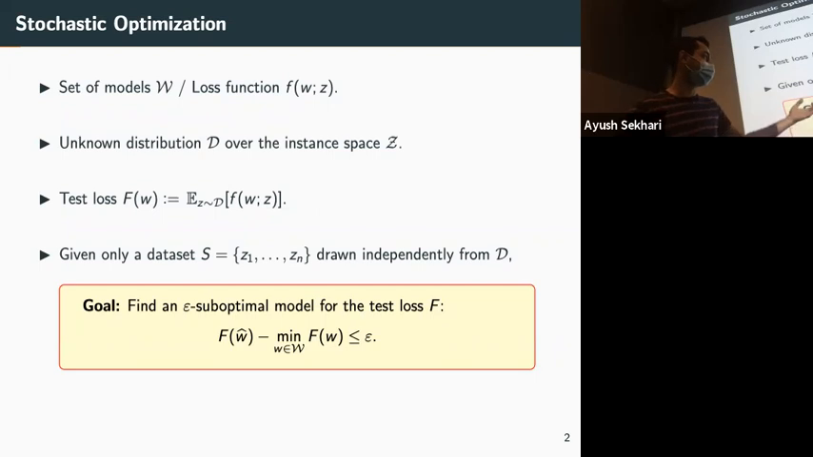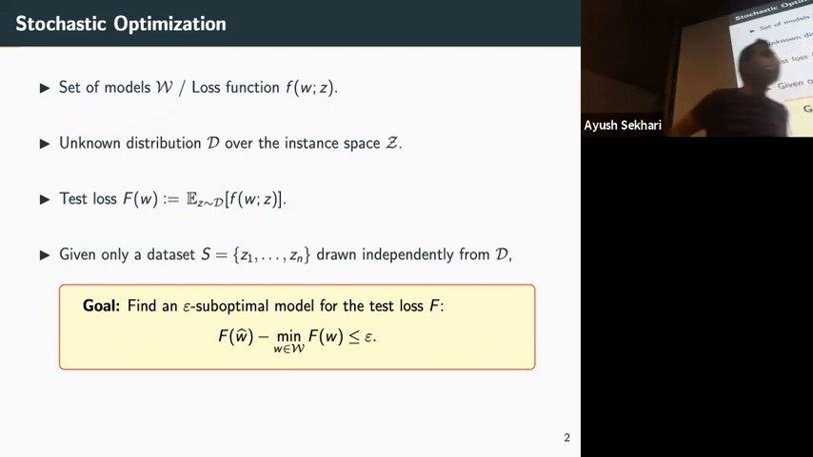That is the model W hat, for which the test loss is as good as the best model in the class, up to an epsilon error. Right. So just to be clear, you're just talking about the test loss, not necessarily over the training. Yeah, so all I care about is performance over the test loss, which is the expected loss when a new sample is drawn from the distribution.